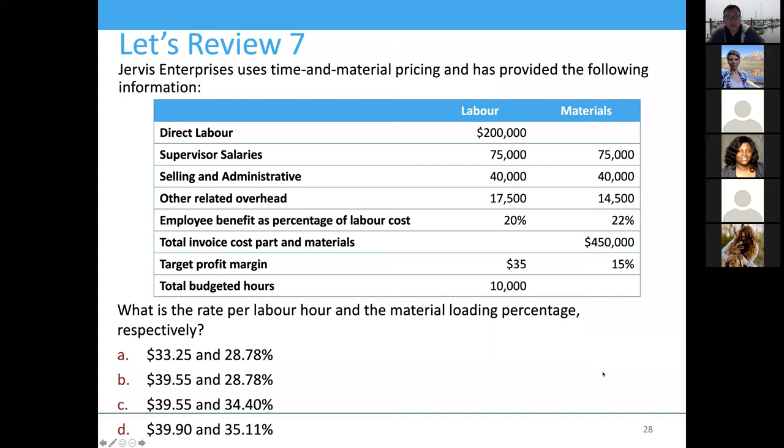Okay, now let's take a look at this question. This is our last question, and you have 8 minutes to work on this one, okay? So I gave you 8 minutes to work on this one. This is our last question.